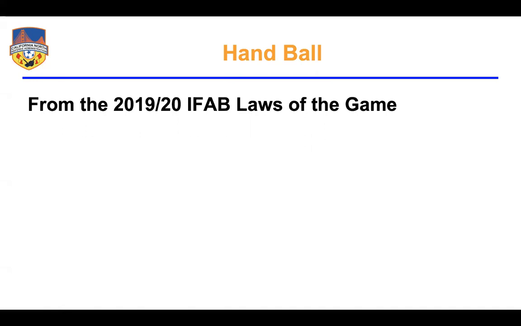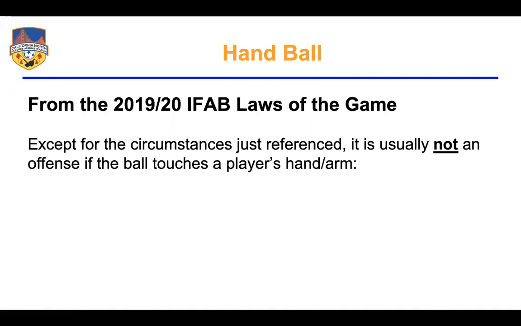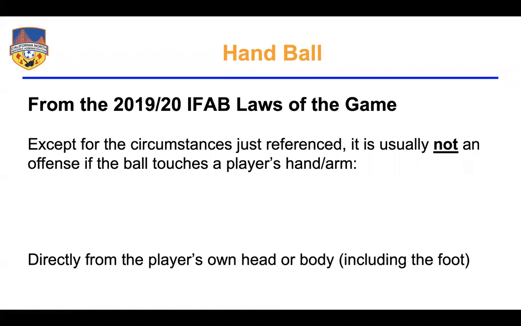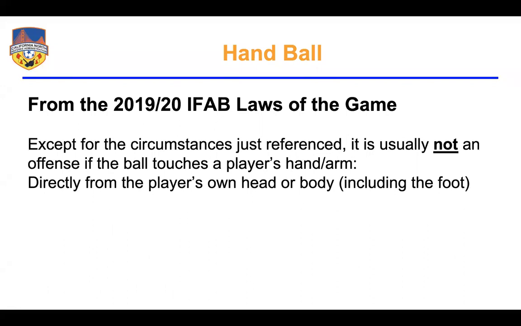Okay, then moving along to the next one. Except for the circumstances we just referenced. Again, hands in an unnatural position, making the hand or making the body unnaturally bigger, or the arms up above the shoulders. It is usually not going to be an offense if the ball touches a player's arm or hand directly from the player's own body or their own head.